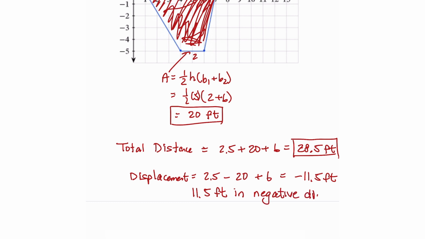So again, if we said positive direction was east, this would mean that we ended up 11.5 feet west of the original starting point. And there is how we can use velocity to interpret distance traveled and change in displacement.